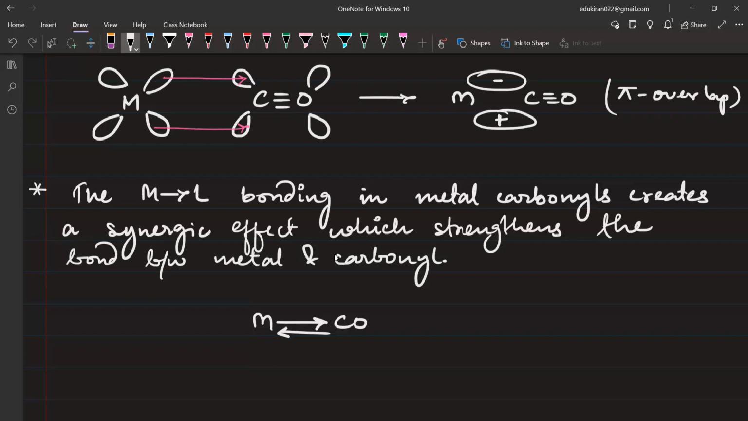So metal is giving electrons to carbonyl. Carbonyl is also giving electrons to the metal atom. Okay, that is the meaning of synergic effect. अगर उन्होंने सीधा ये definition बोला ना, what is synergic effect, तो you will write this part only. ठीक है? The metal ligand bonding in metal carbonyls creates a synergic effect which strengthens the bond between metal and carbonyls. Got this? Yes or no? Please tell me, guys. Yes, sir. Clear?